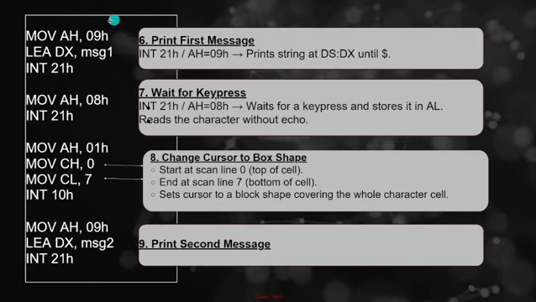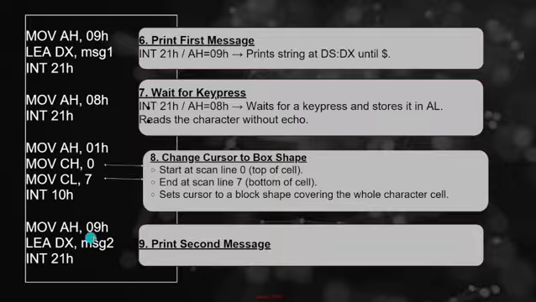Then for printing the message, we will use 09h function. LEA DX means we are storing the offset of message 1 in dx. For key press, we will use 01h or 08h function in int 21h. Now for the second operation, to change the cursor to box shape, we will redefine 01h function from range 0 to 7. We will set ch equal to 0 and cl equal to 7.